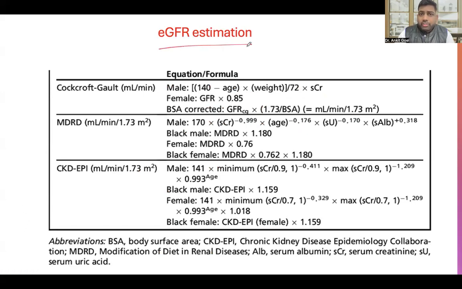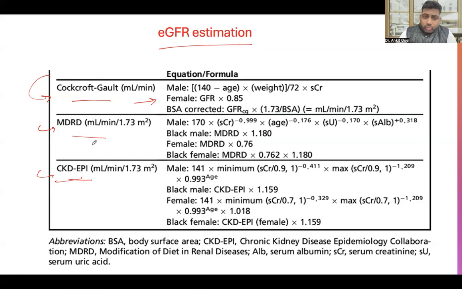For eGFR estimation, you can get a formula on your Cockcroft-Gault, MDRD, or CKD-EPI. Any of these formulae can be put up as a question. You don't have to memorize the formula altogether. The CG formula you can memorize, if at all you get a CG formula. But for the other two formulae, you need to know the components of the formula. You should know what the components of MDRD and CKD-EPI are, and what the components of the CG formula are. These are very potential single best answer questions.